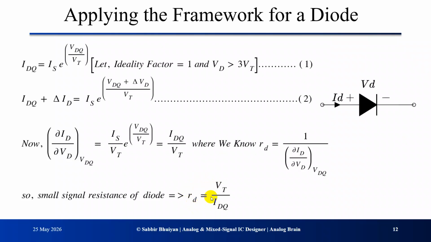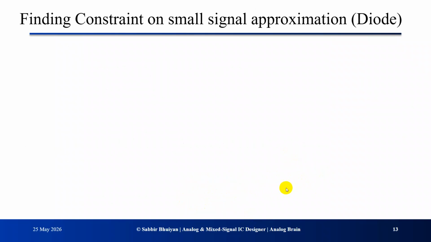You always see that RD is equal to VT by IDQ. So this is the thing: RD is equal to VT by IDQ. So now, finding the constraint on the small signal approximation. This is a very important thing.